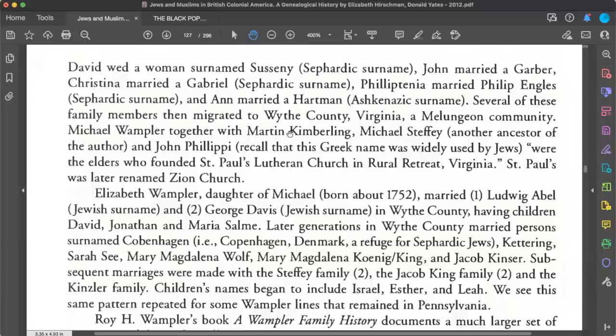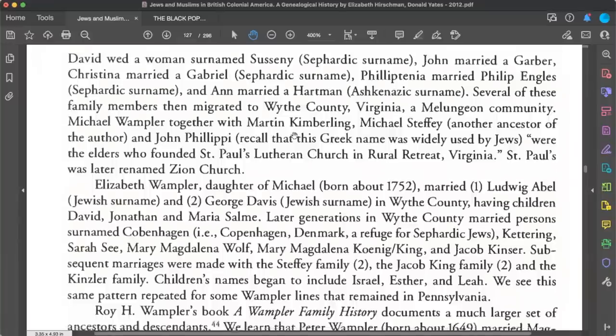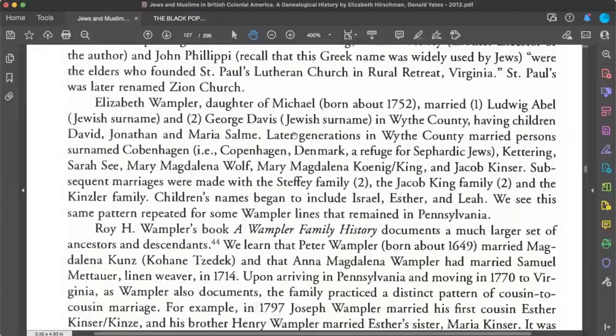this Greek name was widely used by Jews, were the elders who founded St. Paul's Lutheran Church in rural Retreat, Virginia. St. Paul's was later renamed Sion Church. Elizabeth Wampler, daughter of Michael, born about 1752, married Ludwig Abel, Jewish surname, and George Davis, Jewish surname, in Wythe County, having children David, Jonathan, and Maria Salmi.